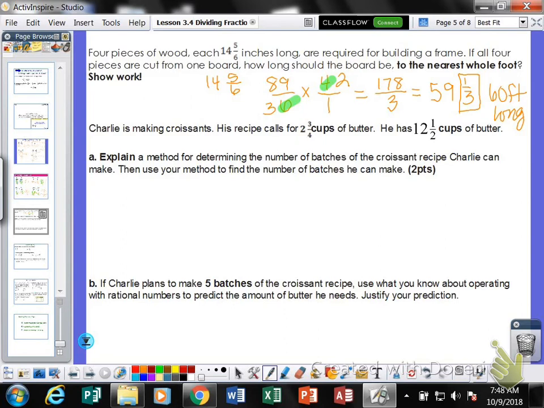All right, Charlie is making croissants. His recipe calls for 2 3/4 cups of butter. He has 12 1/2 cups of butter. Explain a method for determining the number of batches of the croissant recipe Charlie can make. Then use your method to find the number of batches.